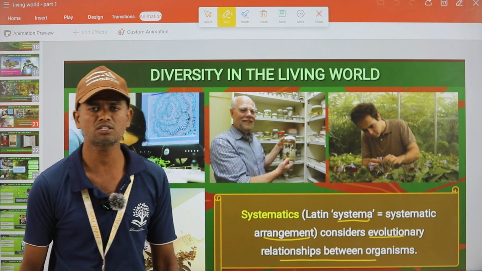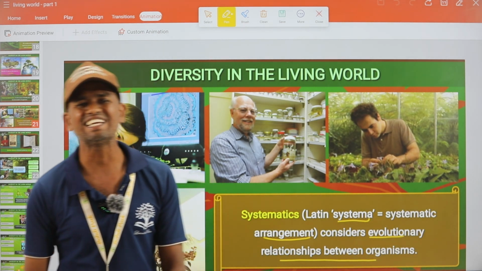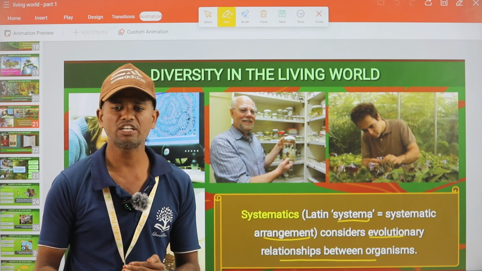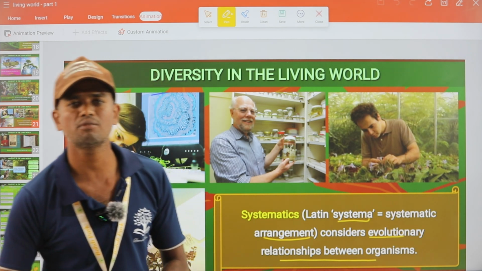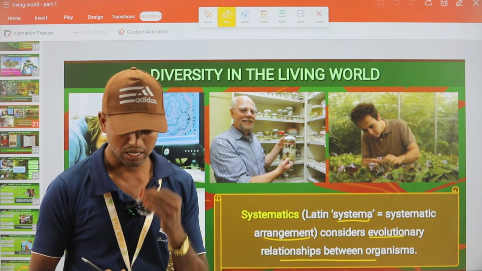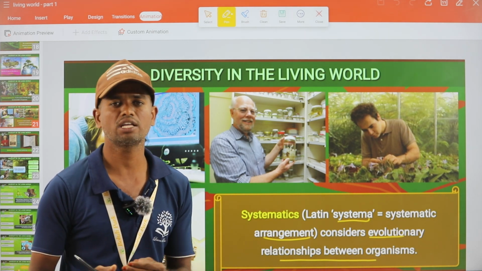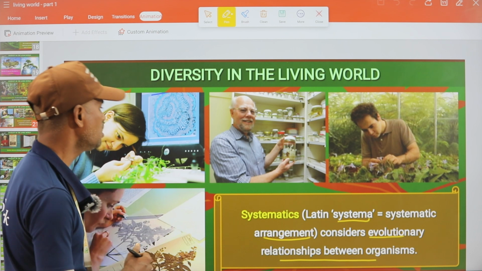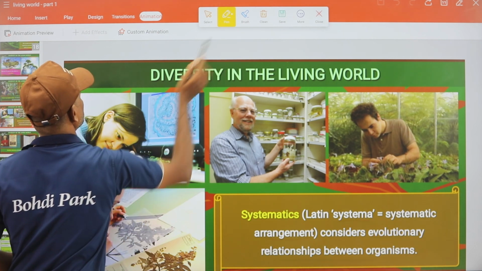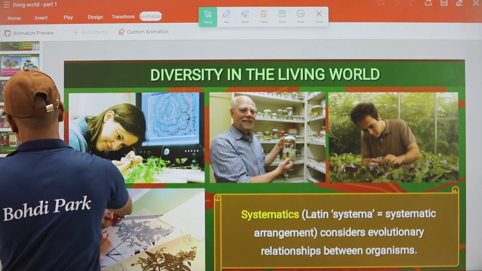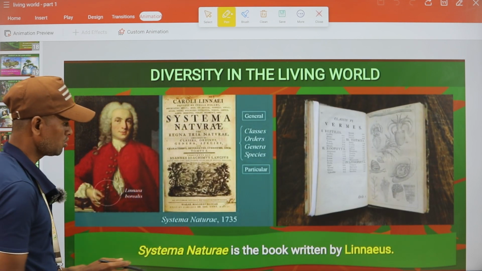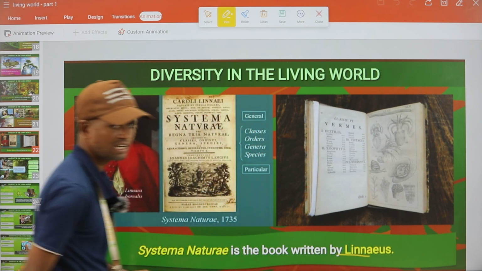What is that evolutionary relationship? It is nothing but the phylogenetic relationship of particular organisms. So phylogenetic or evolutionary biology is the study of ancestors. The relationship between the present organism and its ancestor is known as evolutionary biology. So next one. Systema Naturae is a book written by Carolus Linnaeus.